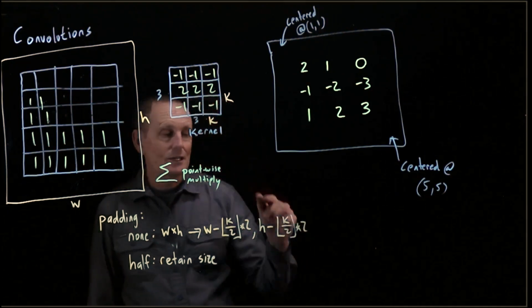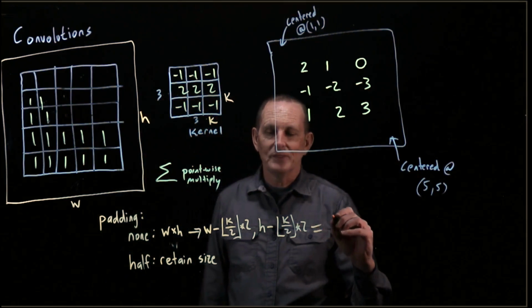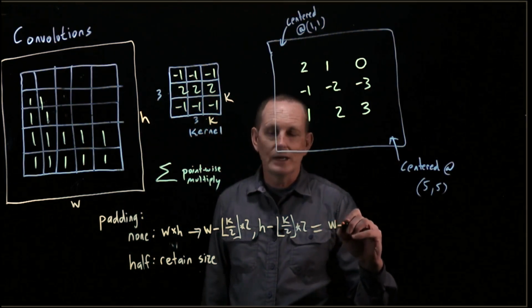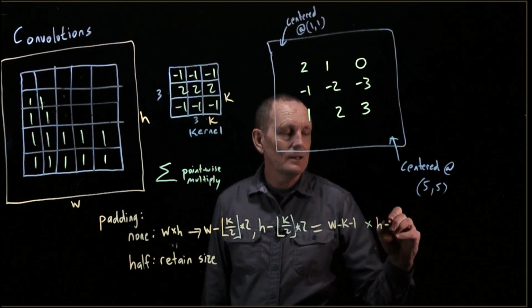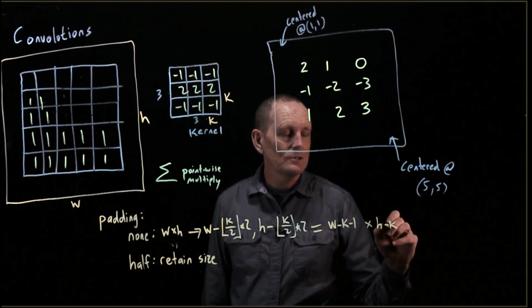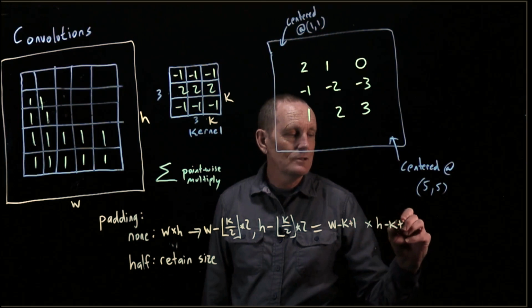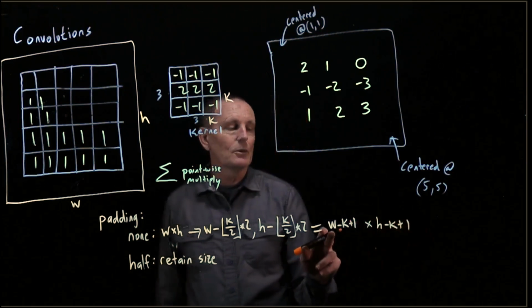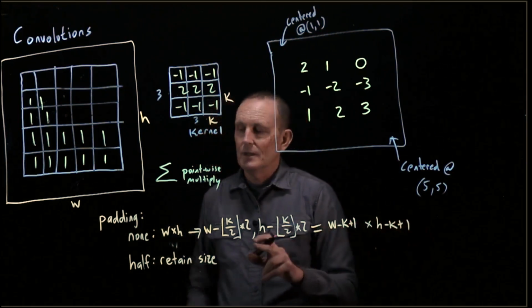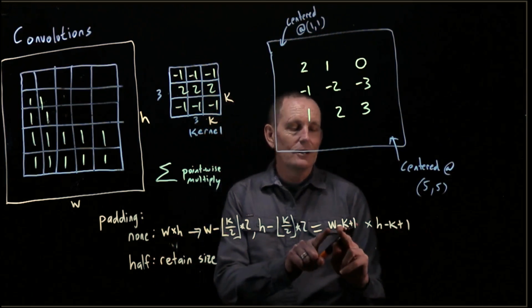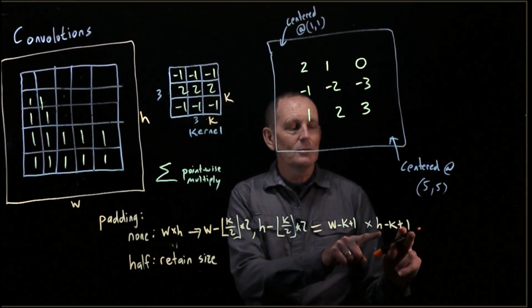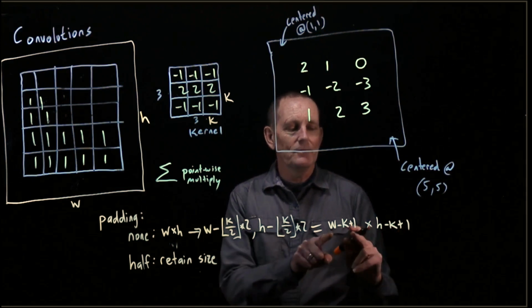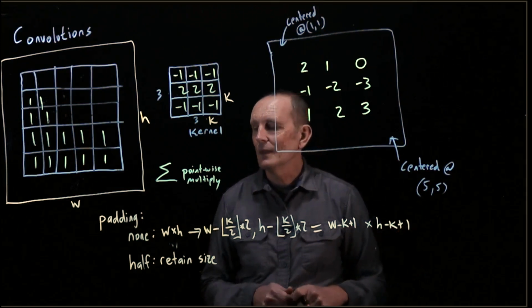When K is odd, which it is, then this just becomes the width minus K times height minus K plus 1. So in this case, we went from 5 by 5 to 5 minus 3, which is 2, plus 1, to 5 minus 3 plus 1. So that became 3 by 3.